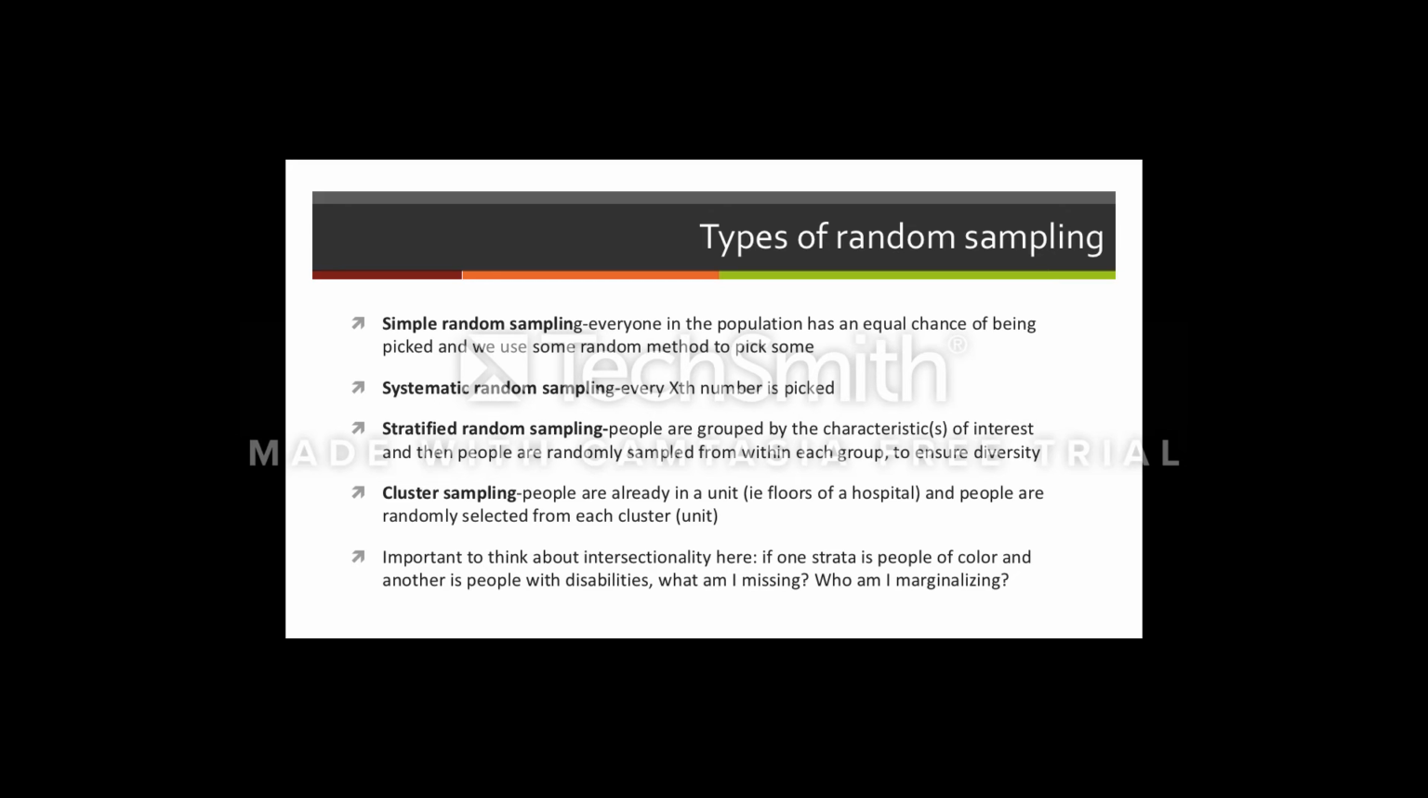So by kind of divorcing 2 characteristics from each other and placing people in strata or groups, I might be missing some very important intersections of people's identities, and I might be marginalizing people. So if I'm assuming that people of color go in one group and disabled people go in another group, who am I marginalizing? How am I marginalizing, for example, disabled people of color? So again, thinking about intersectionality is important.